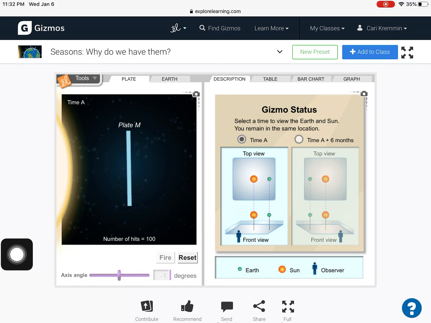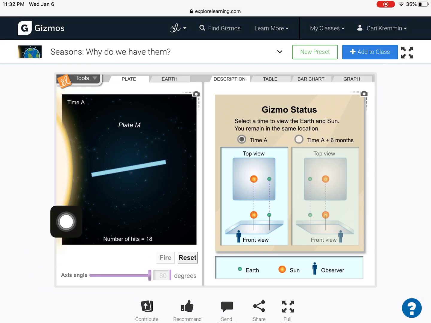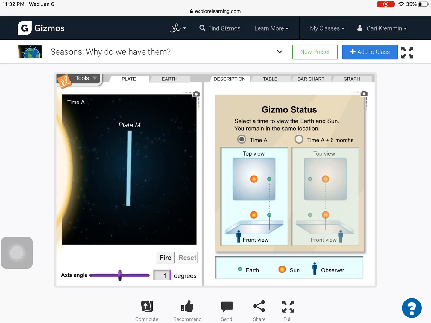Okay, if I am to tilt it, so in order to adjust this purple one here, now that it's gone gray, I need to hit reset again. Okay, so now that I can adjust it, let's tip it pretty extreme. Let's go all the way to 80 here. Okay, and if I fire, you can see that not all 100 of the radiation, the solar energy lines, hit the plate anymore. So it's actually absorbing a lot less energy than it did when it was upright.